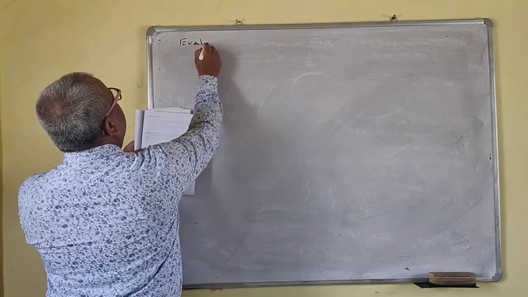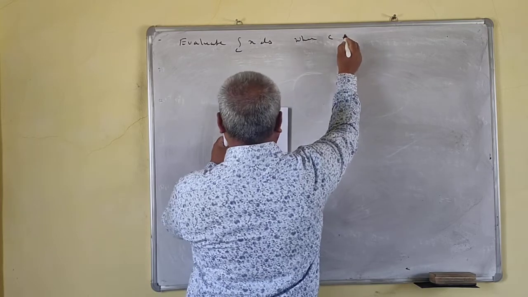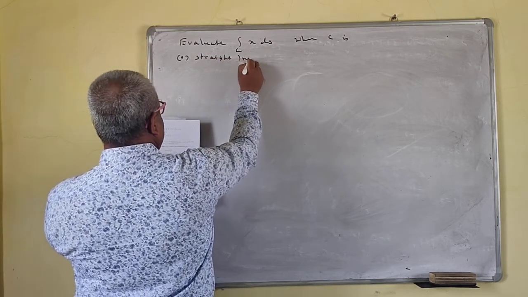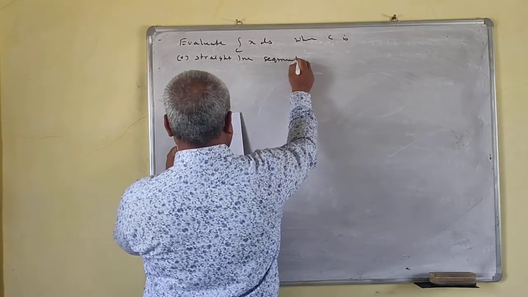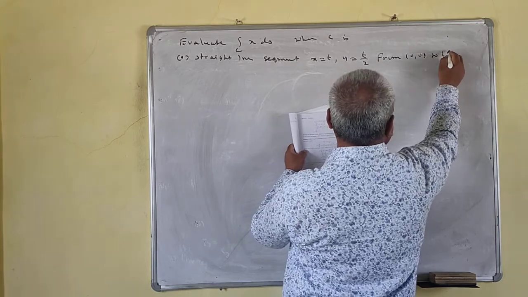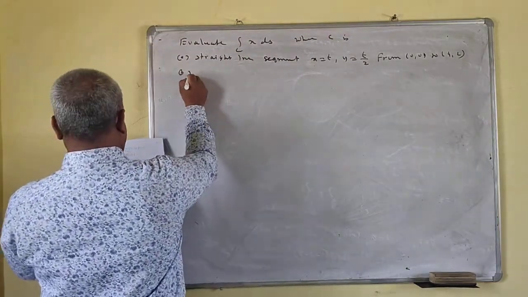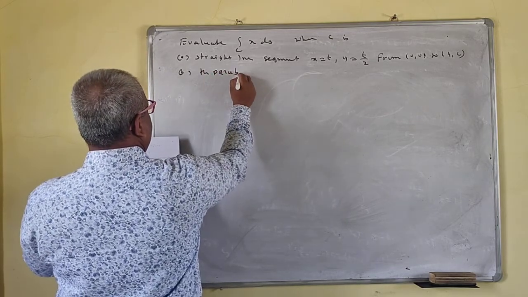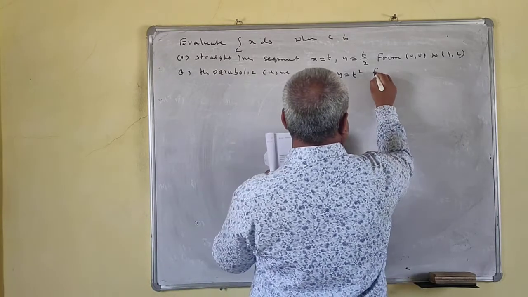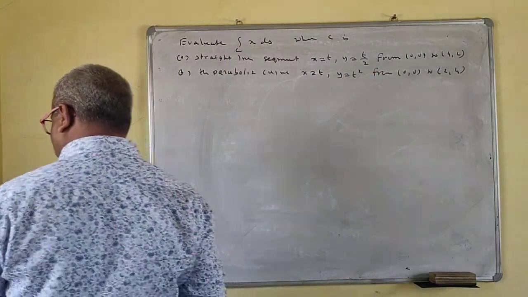Evaluate the integral over C of x ds, where C is: a, a straight line segment x is equal to t, y is equal to t by 2 from (0,0) to (4,2); and b, the parabolic curve x is equal to t, y is equal to t square from (0,0) to (4,2), both the curves.